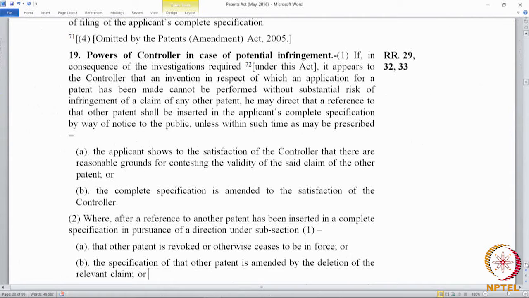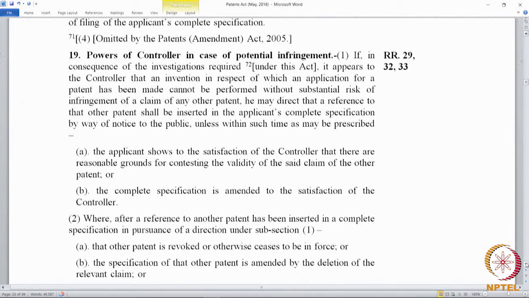In rule 31, the form is mentioned, how to make a reference under 18.2, and in rule 33, you have how to make a reference to another patent under 19.1. So, the form is mentioned: reference has been directed in pursuance of section 19.1 of the Patents Act to patent number so and so. So, this will be inserted in the complete specification. So, rule 31 gives the reference under section 18 and rule 33 gives the form of reference under section 19.